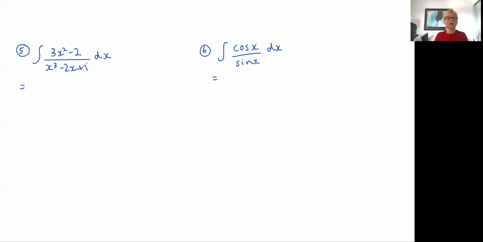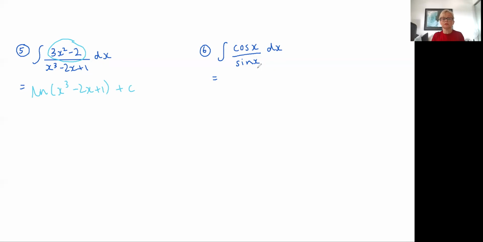All right, again, we have a function in the denominator that's just raised to the 1. So alarm bells, we're going to need natural logs. What is the derivative of that? Well, the derivative of the denominator is 3x squared minus 2. Oh, look, aren't we lucky? It's just sitting right there for us. So this one's a nice quick one. Natural log of this plus our c.